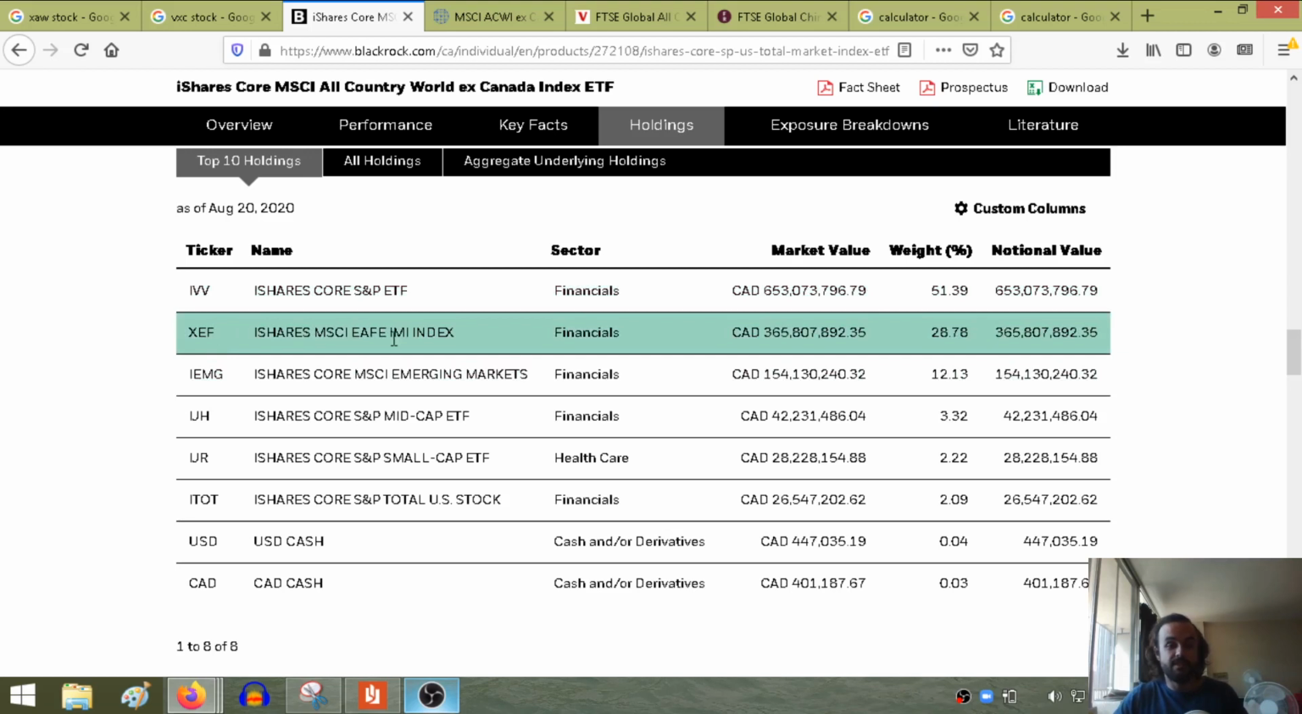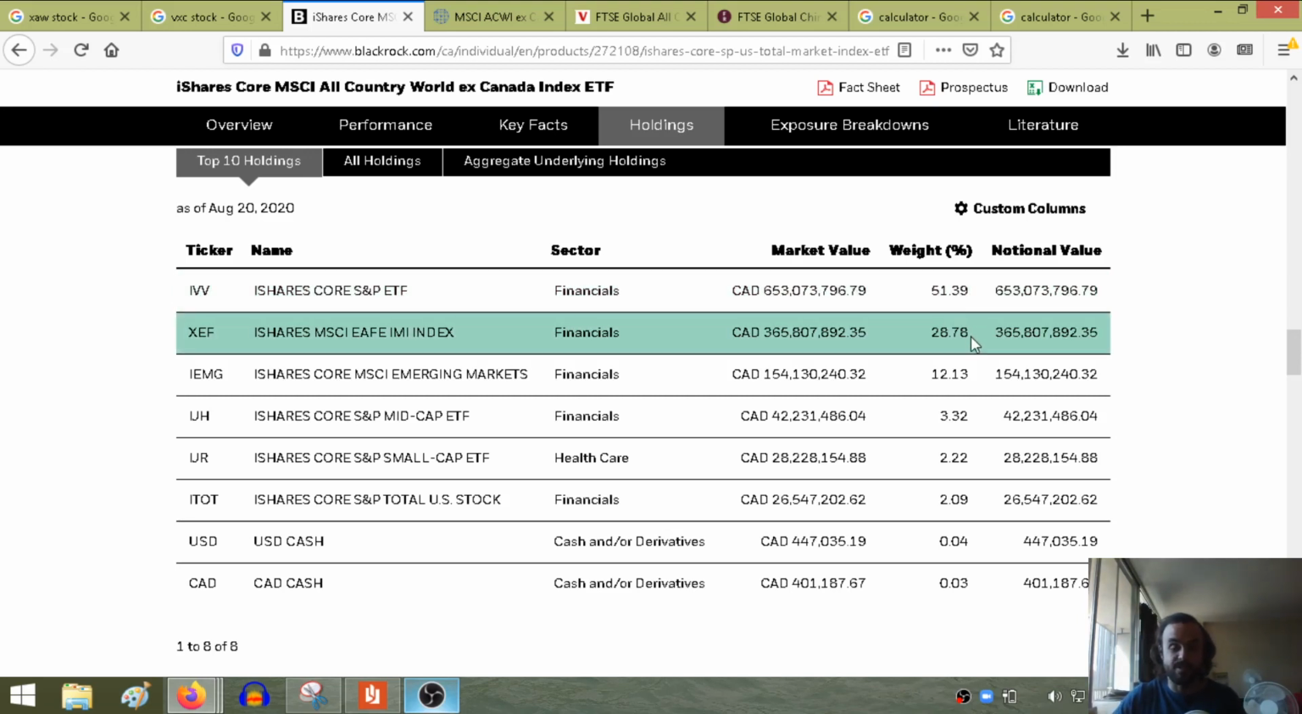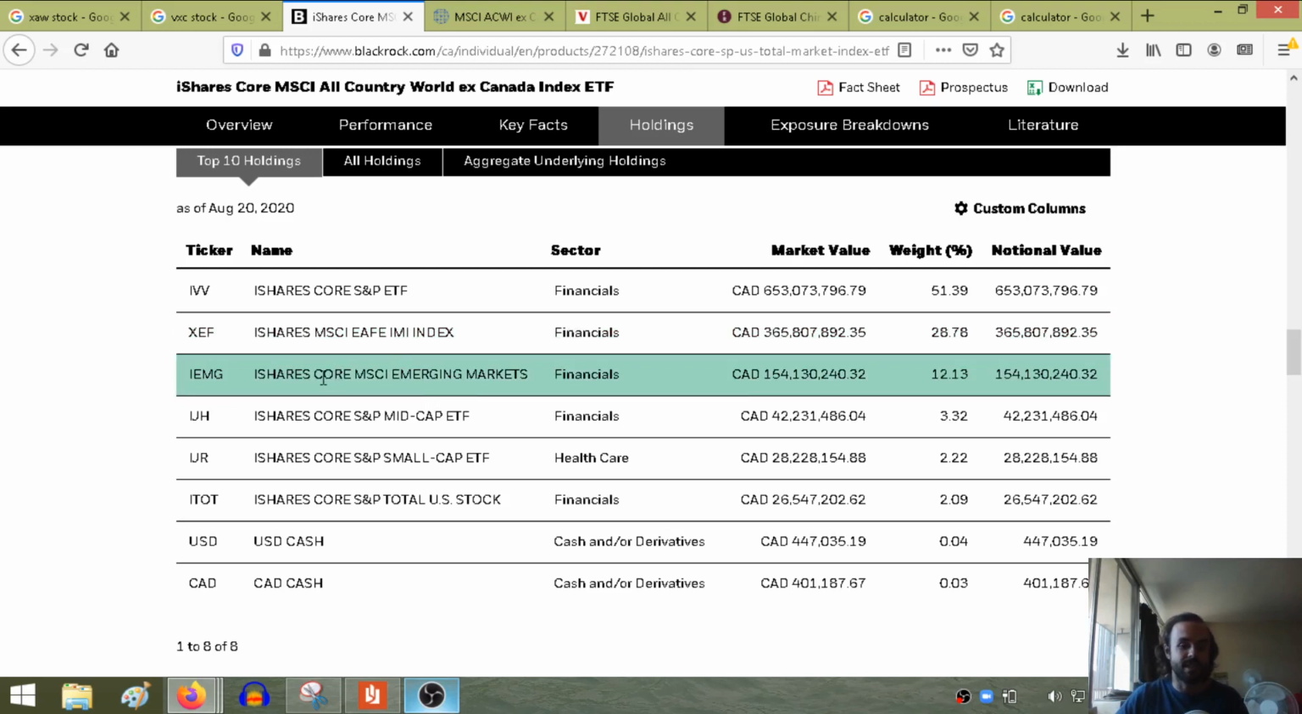And then XEF is the MSCI EAFE, which is Europe, Australia, Far East, I believe. That's another index. The percentage of XEF is 28.78% weighted, and then IEMG, which is the iShares Core MSCI Emerging Markets. So these would actually be more developing countries that are poised for more growth.